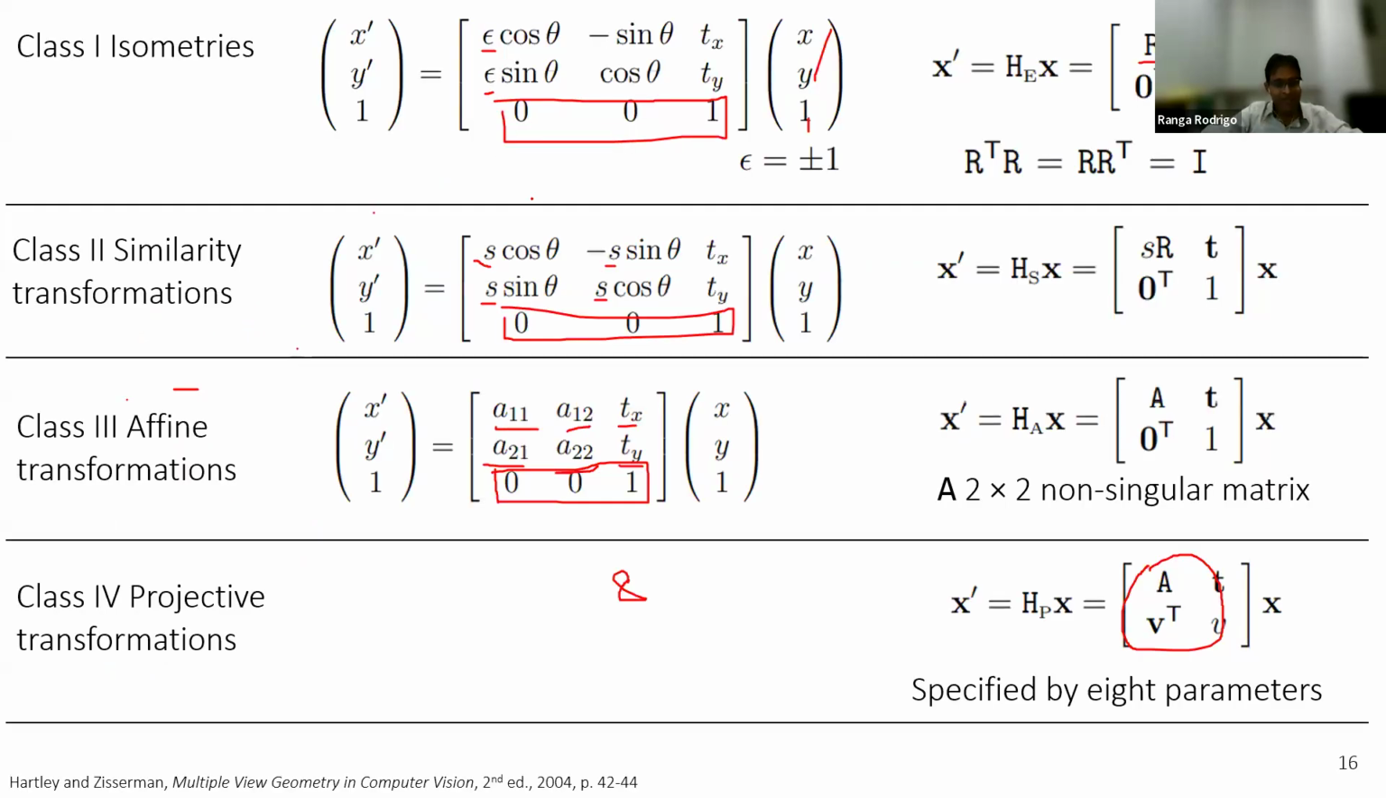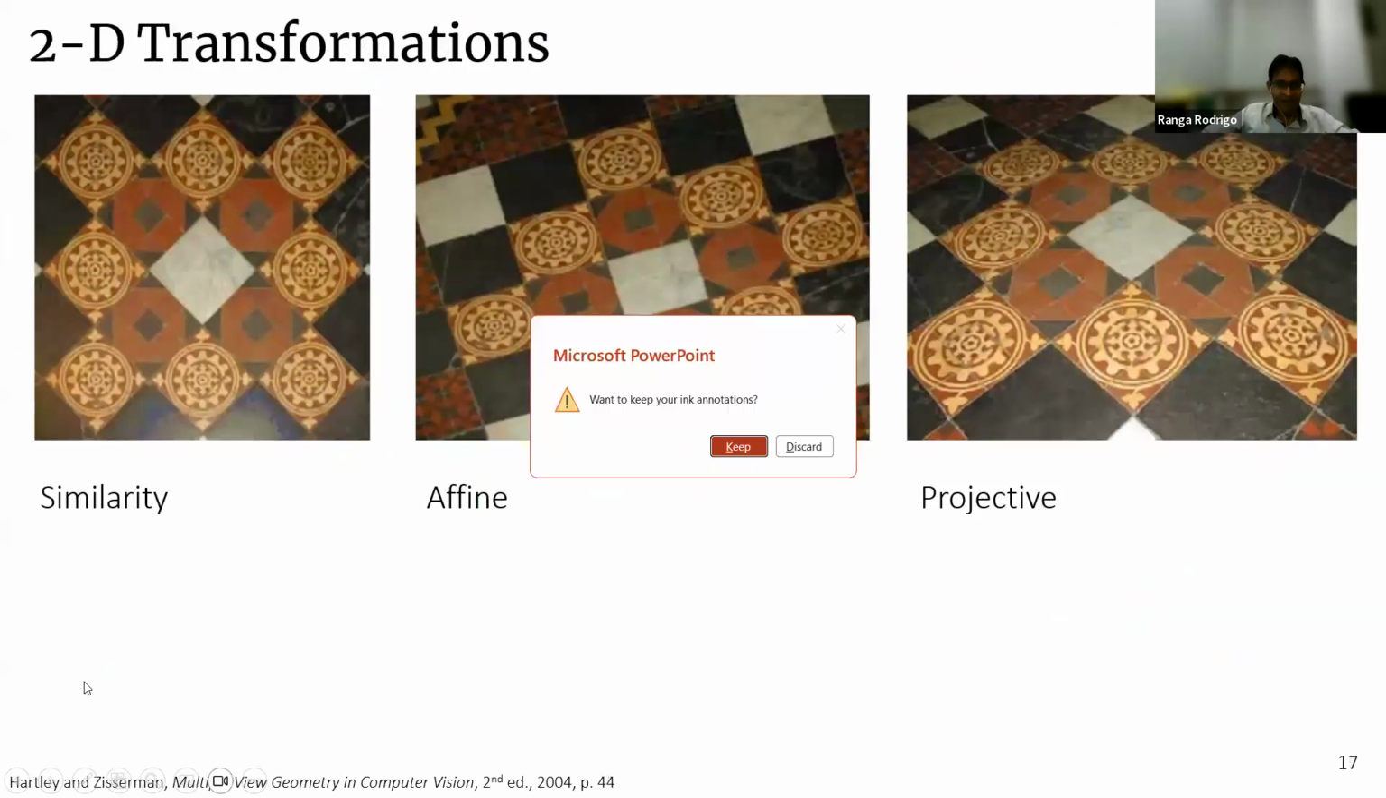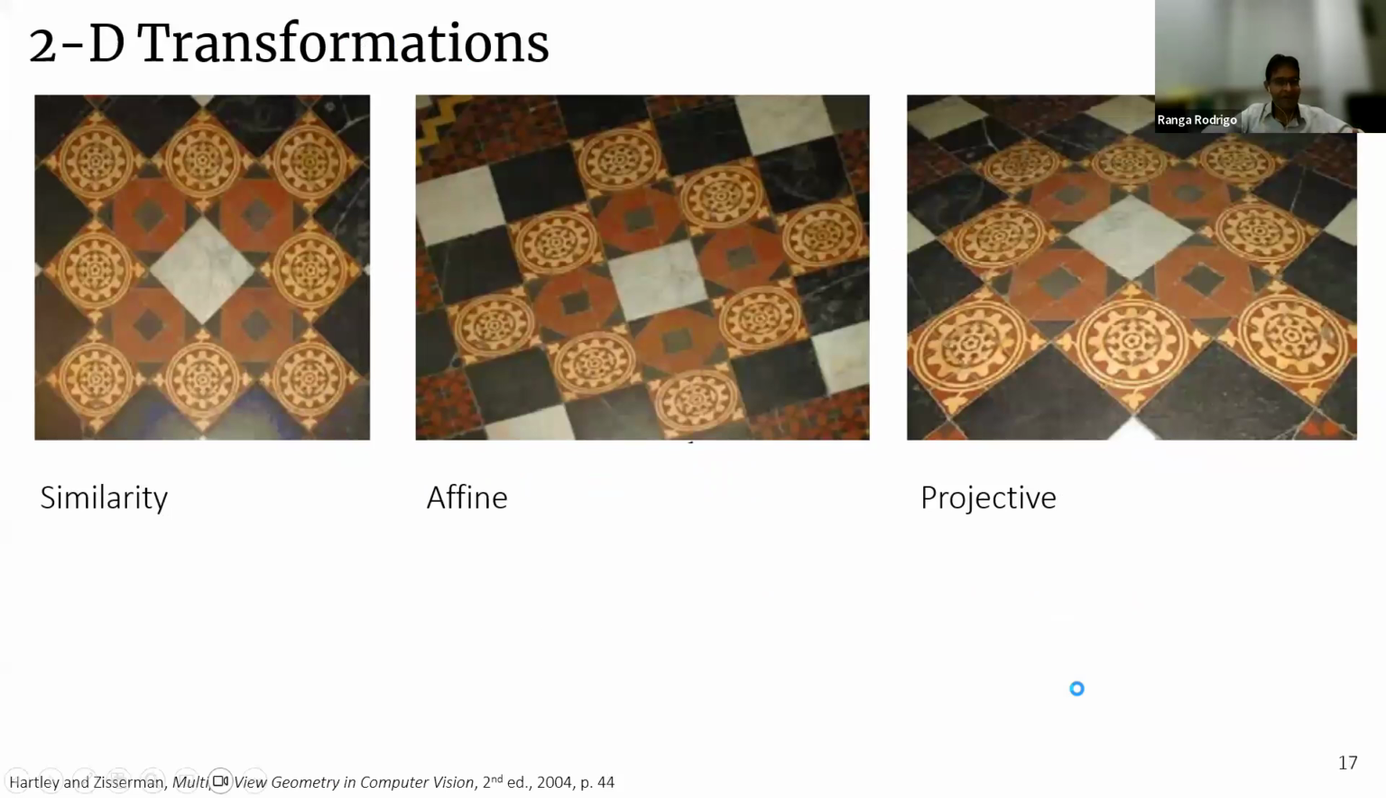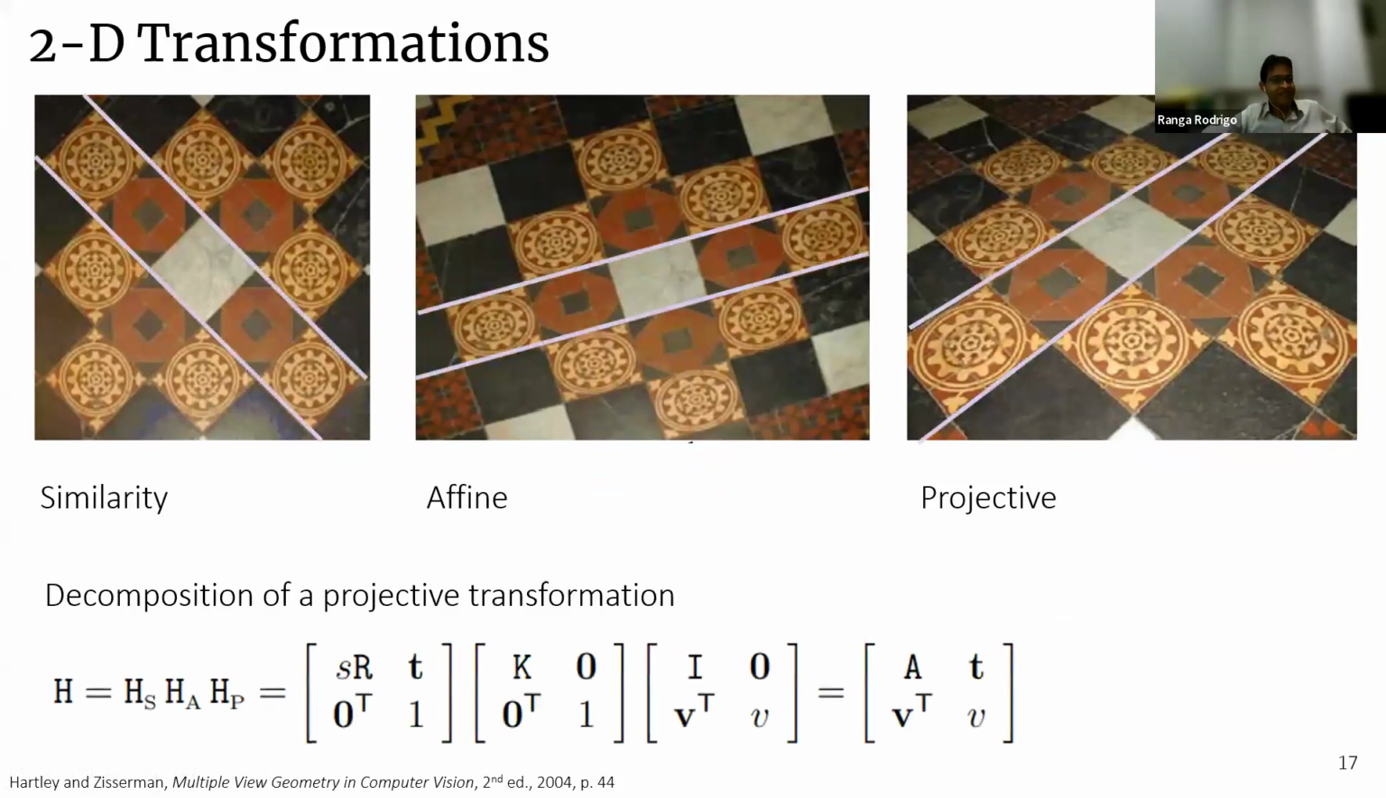Okay, so let's do a simple exercise with this. Oh, by the way, before that, I will show how this happens in reality. You can see a similarity transformation here. You can see the tiles, they are still squares. The lines are still parallel.